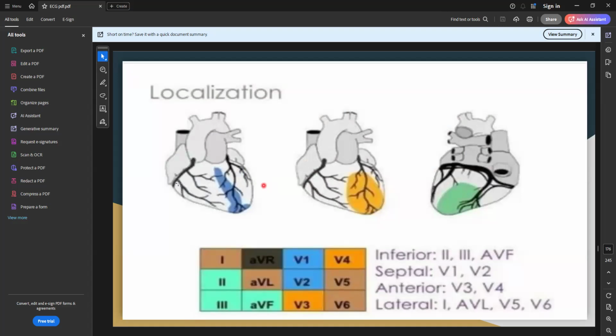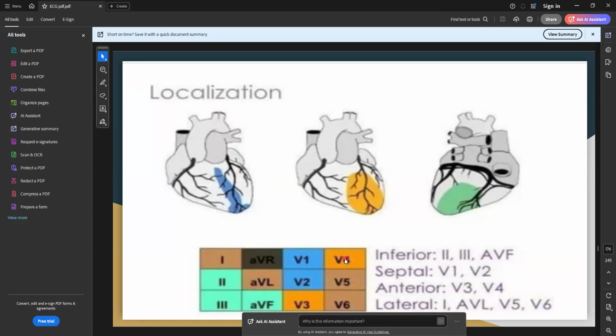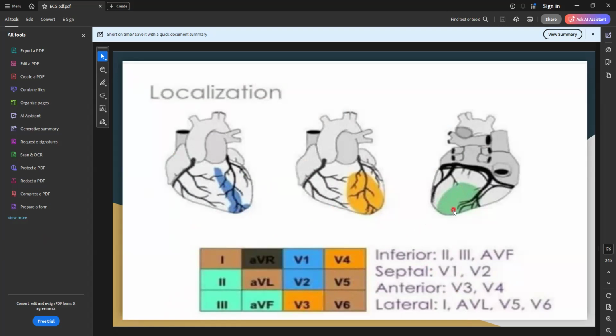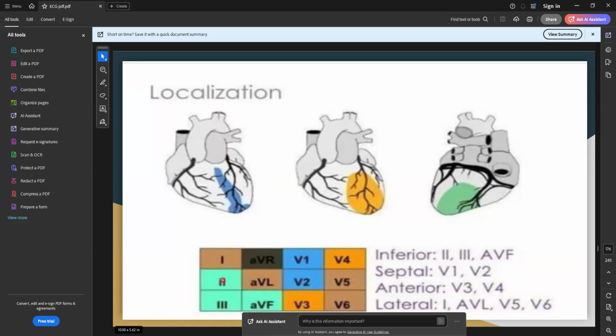This is how you can see the localization of the various parts of the heart. Here you can see the blue one, that is septal, V1 and V2. The orange shows anterior, that is V3 and V4. This is the lateral wall of the heart, represented by lead 2, lead 3 and AVF.